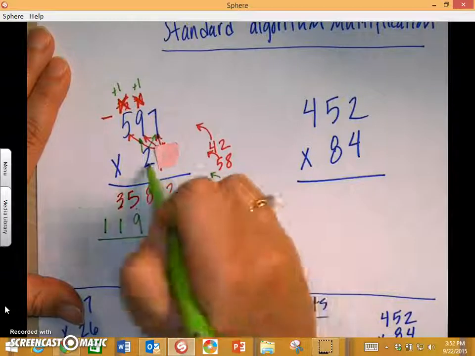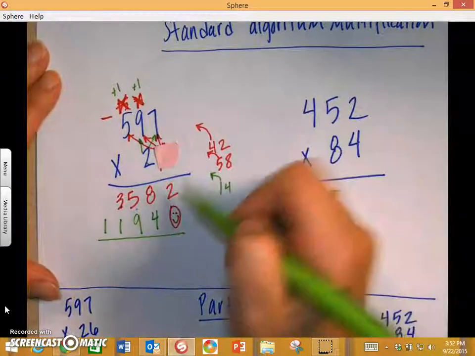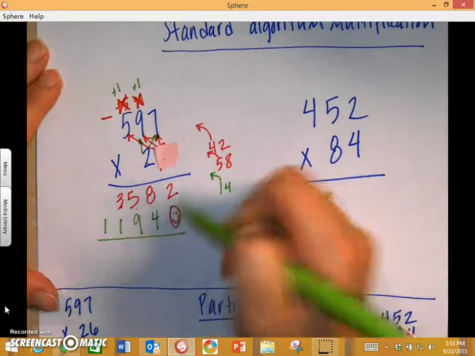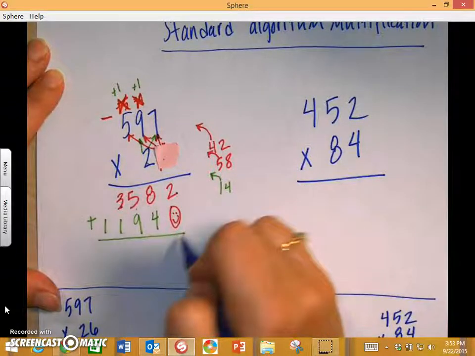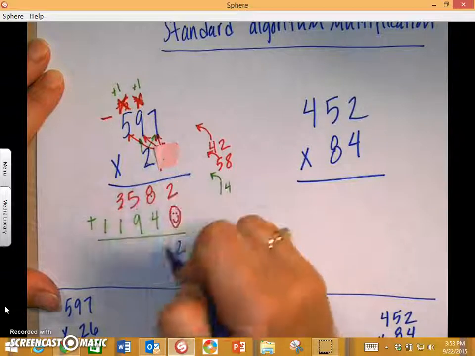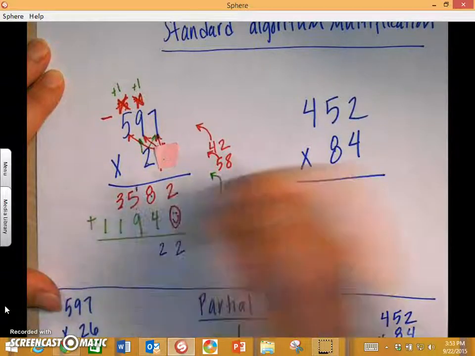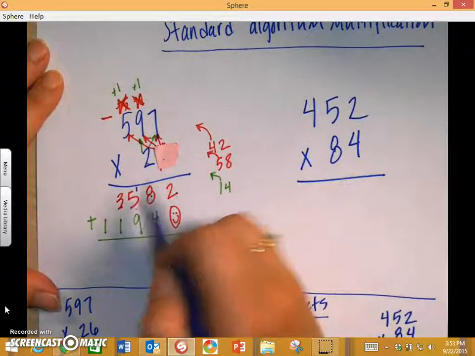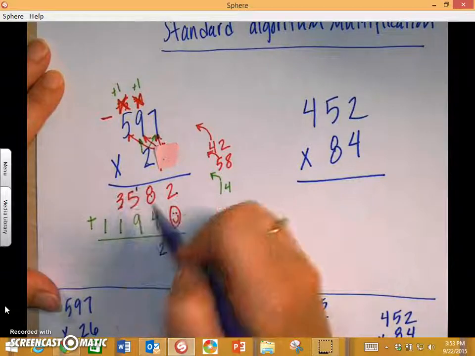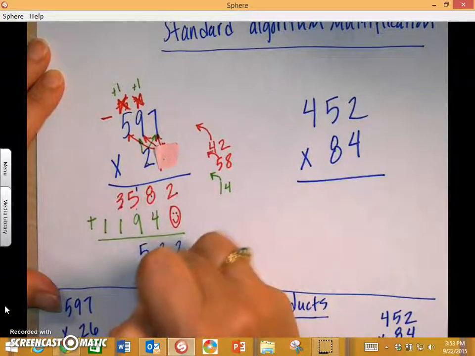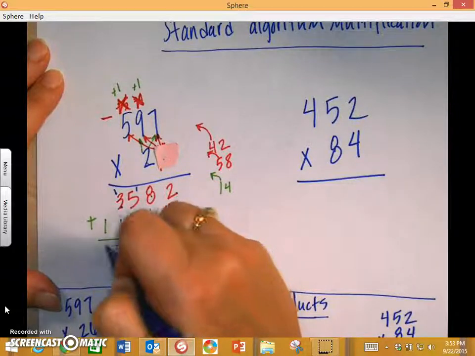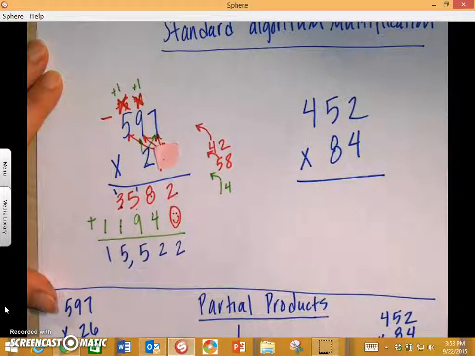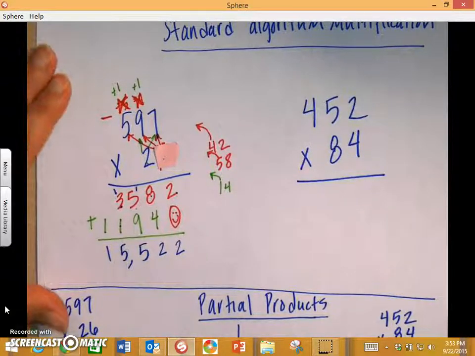Now I've multiplied both of my bottom digits, so now I'm ready to combine these two answers by adding. 2 plus 0 is 2. 8 plus 4 is 12. Carry my 1. 5 plus 1 is 6. Plus 9 is 15. And then this is 3, 4, 5, and 1. So my answer is 15,522.